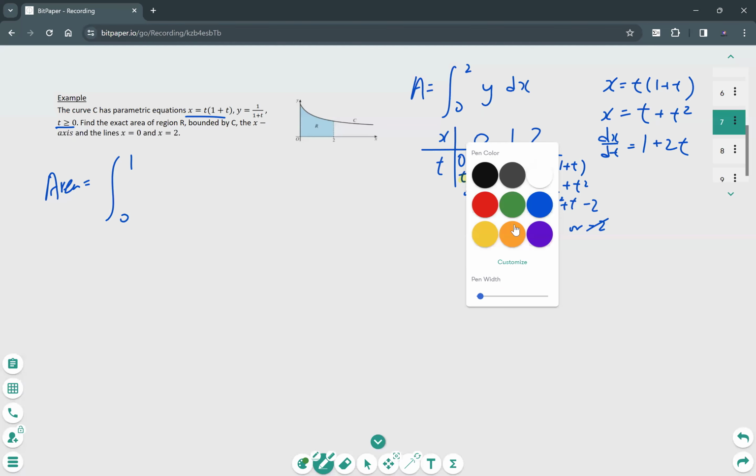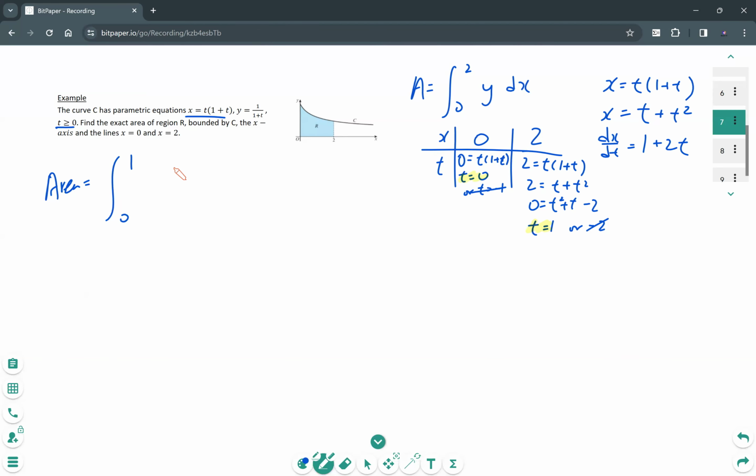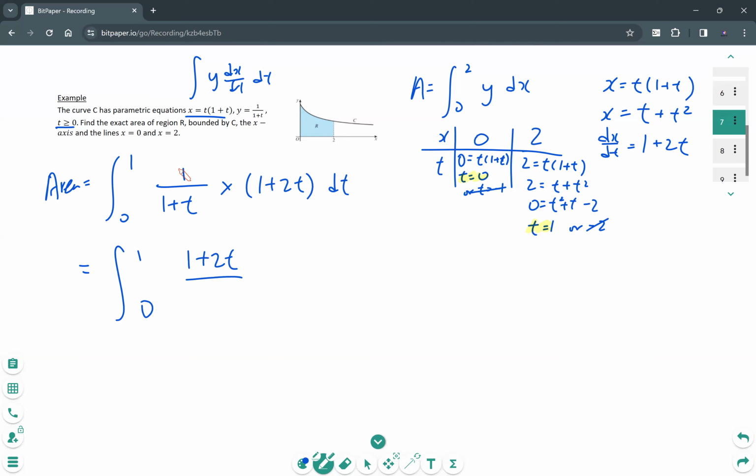So next, where are we? We're going to find y. Remember the formula is y dx by dt dt, that's the parametric formula. So y is 1 over 1 plus t times dx by dt, which is 1 plus 2t dt. Let me write a bit neater. I'll put the 1 plus 2t on the top over 1 plus t dt.